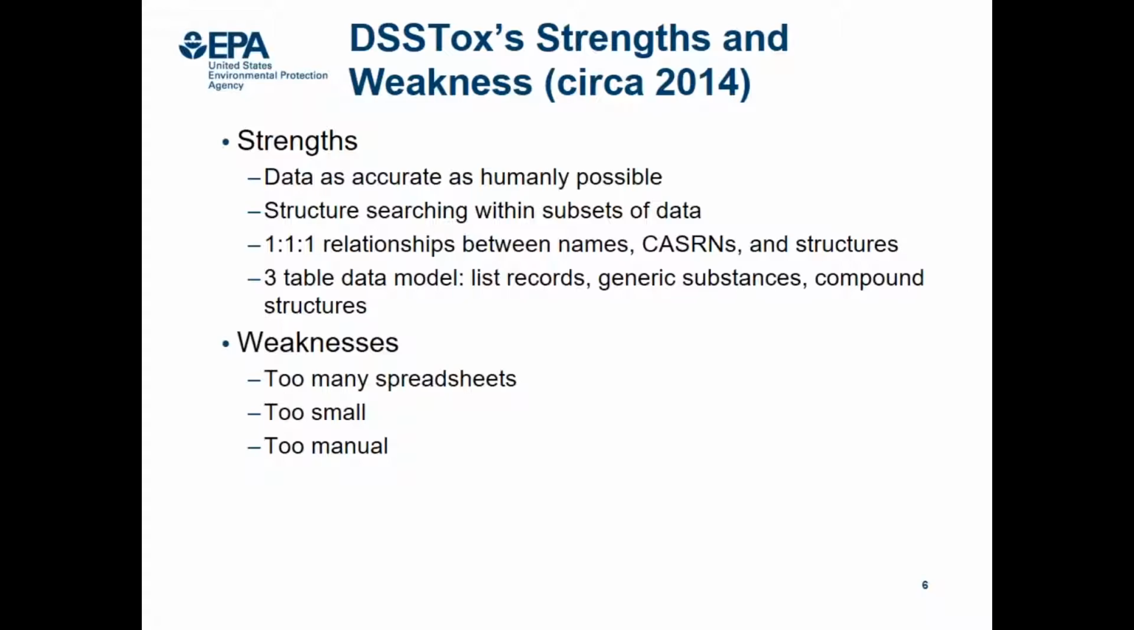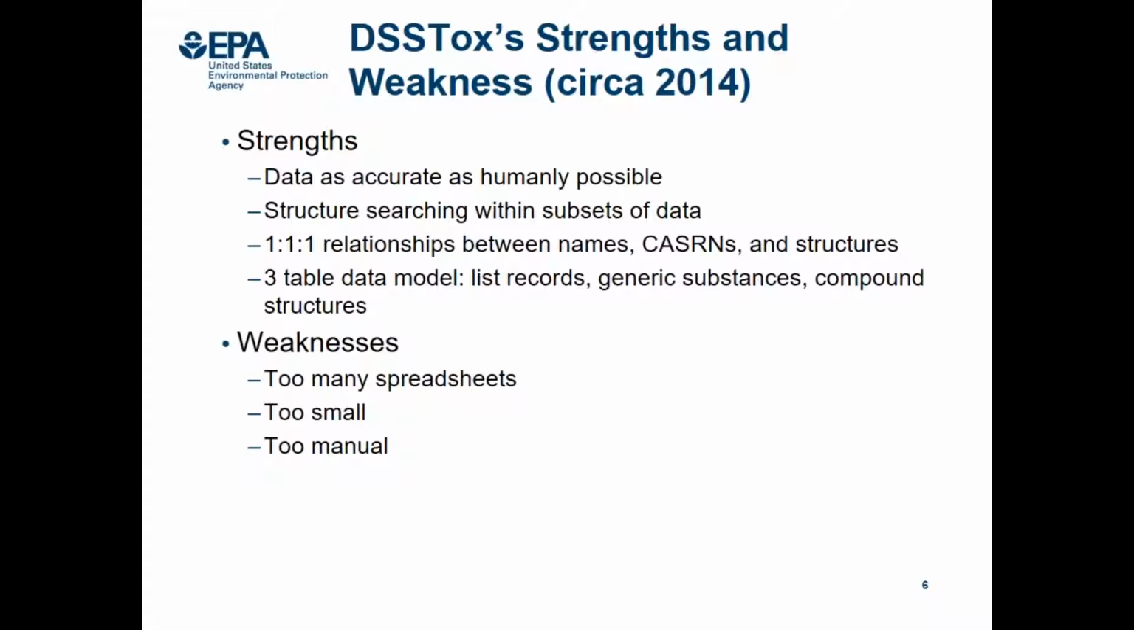People have been cleaning it. They really are making sure that the mappings between identifiers and structures are right. Looks great. It had the capability of doing structure sub-searching within specific subsets of data, which is really valuable if you're trying to find analogs that have particular data associated with them. And it maintained a one-to-one-to-one relationship between names, CAS-RNs, and structures.